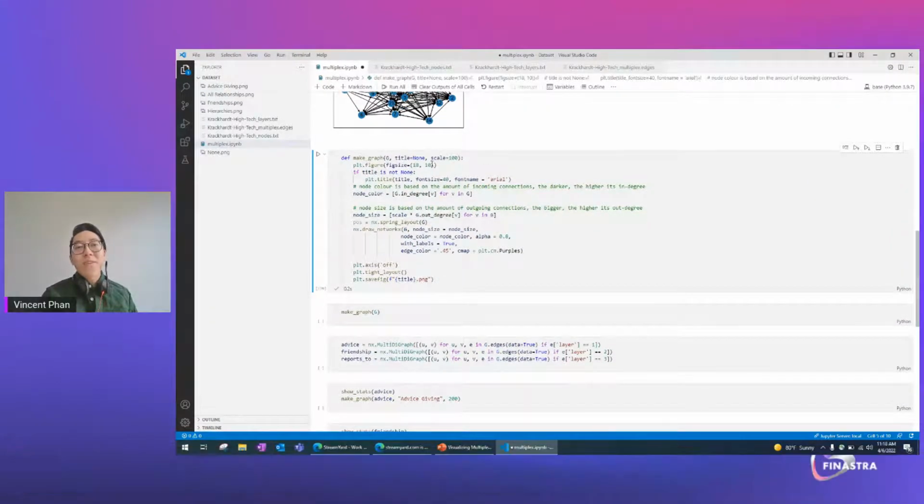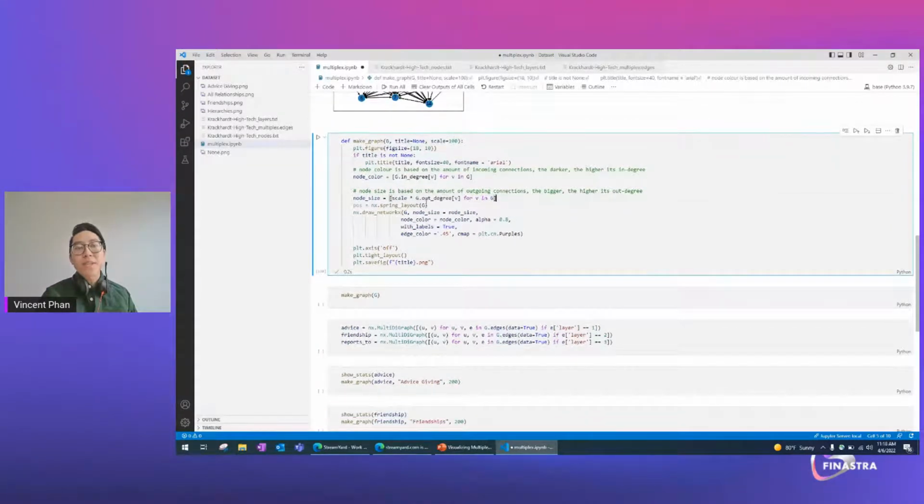First we make the figure size a little bit bigger. We give different colors to the nodes depending on the incoming connections. So the darker it is, the higher its in degree. And the size of the node is based on its out degree. I've also added a scale because some of these are a little bit bigger and some of them are a little bit smaller. So by adding a scale, we can make the general size of it larger.